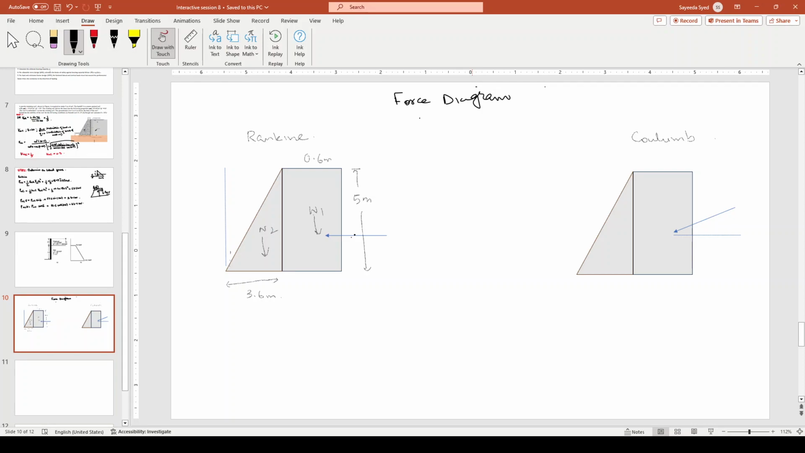W2 equals half of B1 into H into gamma C. This equals half of 3.6 into 24, this will be equal to 216 kilonewton.